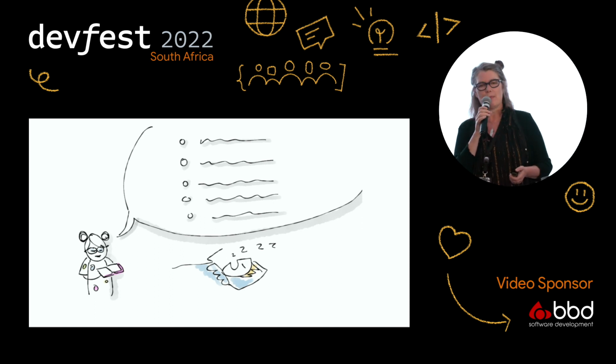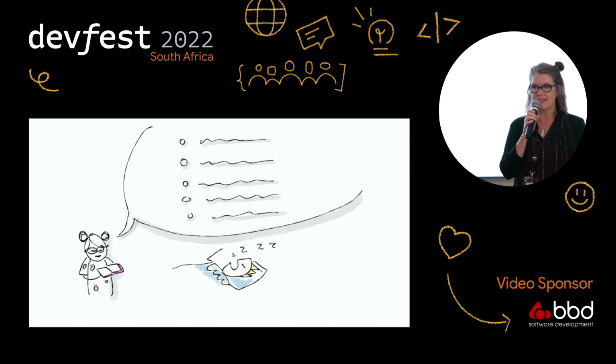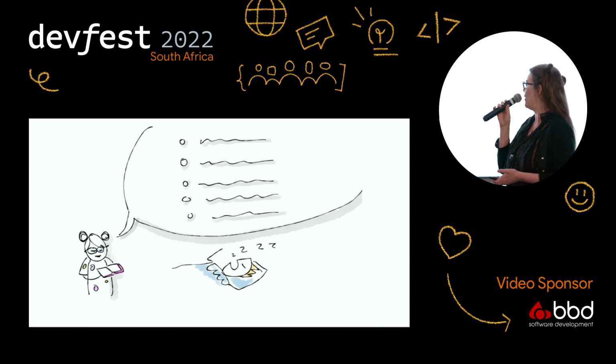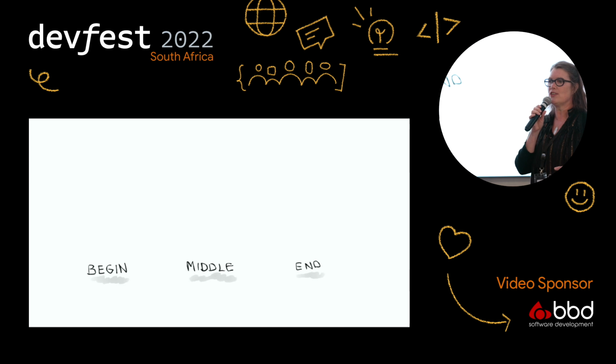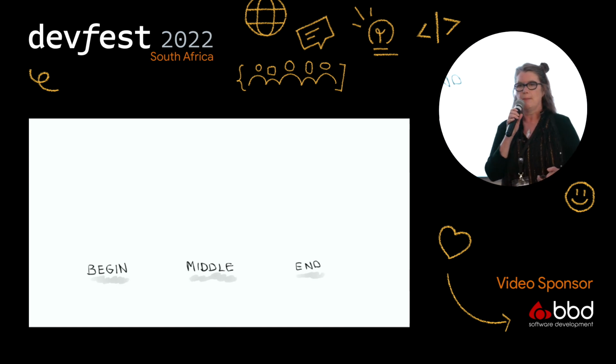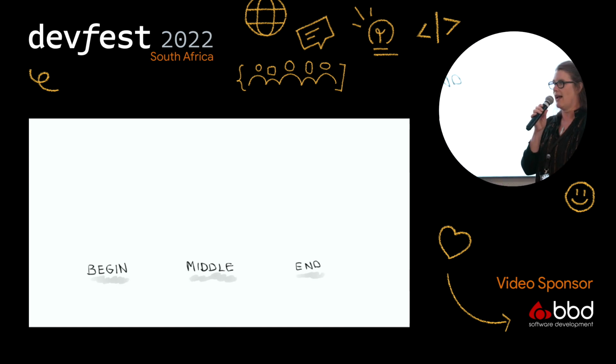So this made me think about this. Okay, so what is it actually that's happening here? Why does this work or not work? So I did some research, and the first stuff I came up with, people said your talk has to have a beginning, a middle, and an end.